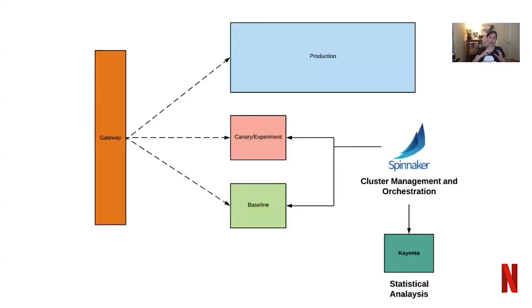So getting back to our diagram, Spinnaker can call out to Kayenta to run automatic canary analysis, which will detect when the baseline and the experiment cluster deviate enough to indicate that it's not safe to deploy. This gives our service owners confidence that their deployment is safe.